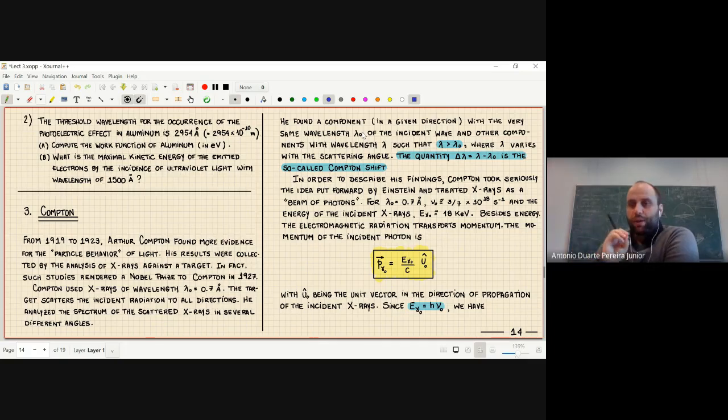But also, measuring in different directions the wavelength of the scattered X-rays, Compton realized that he could measure different values for the wavelength. And these different values were such that lambda, the wavelength of the X-ray scattered to a different direction, was bigger than the initial wavelength. So you throw X-ray, this thing scatters, goes up. You measure the wavelength of this scattered X-ray, and you see that it is bigger than the initial wavelength.